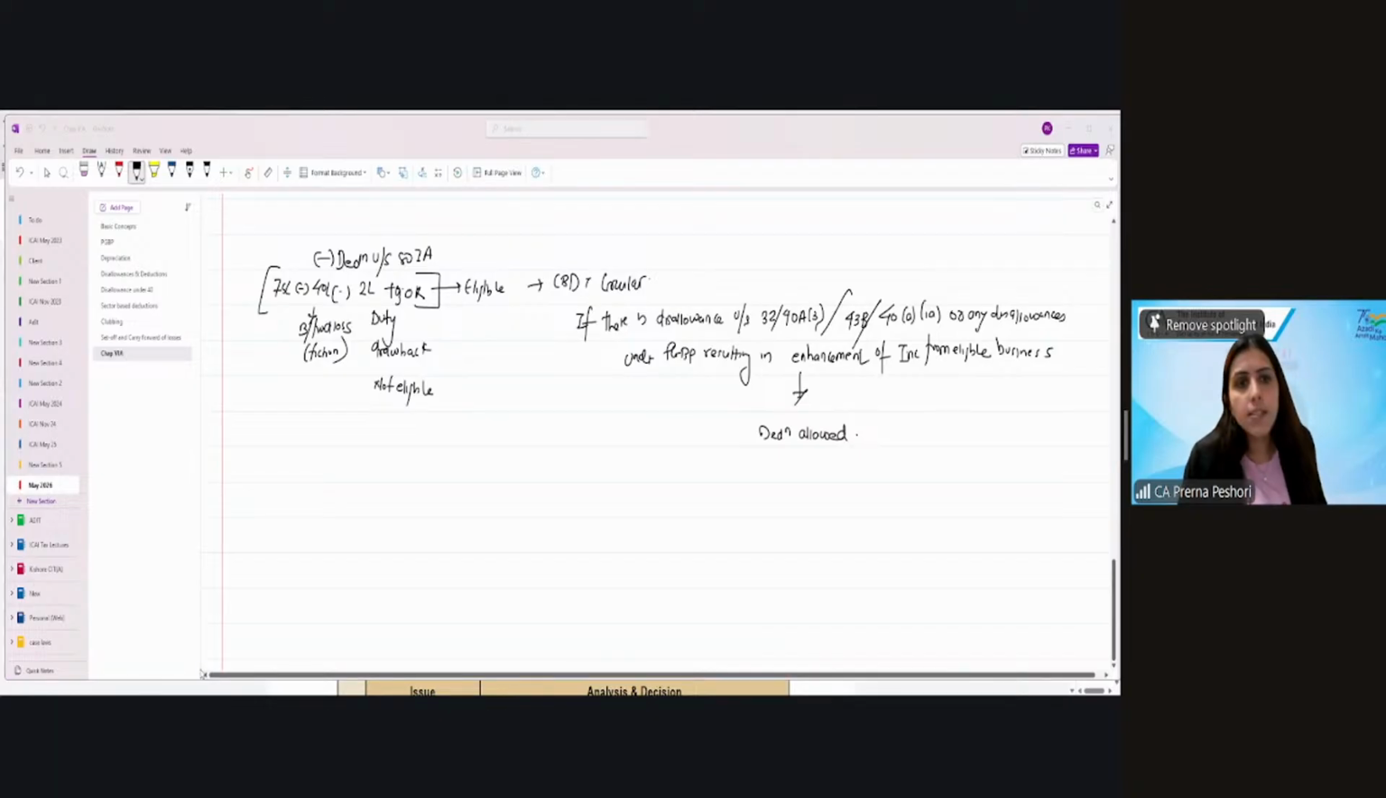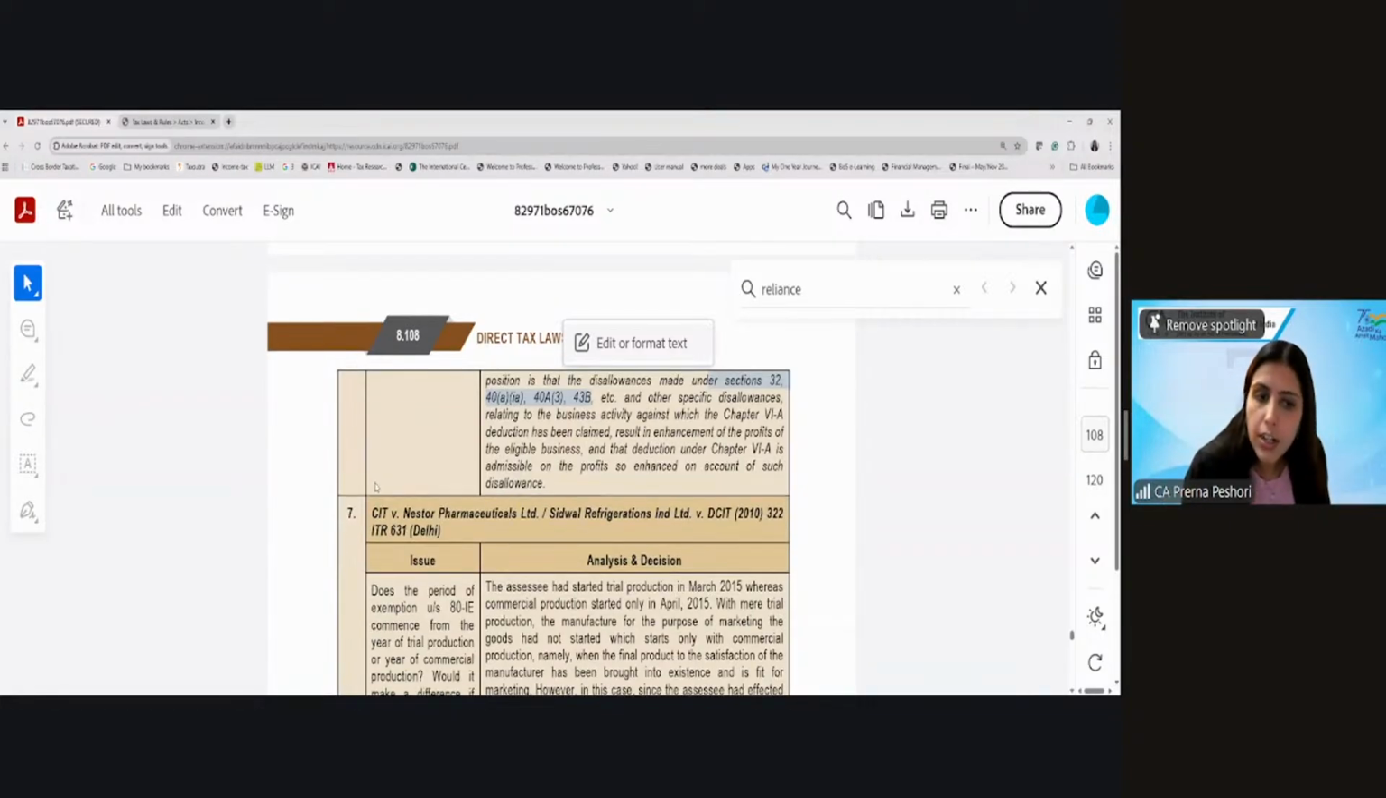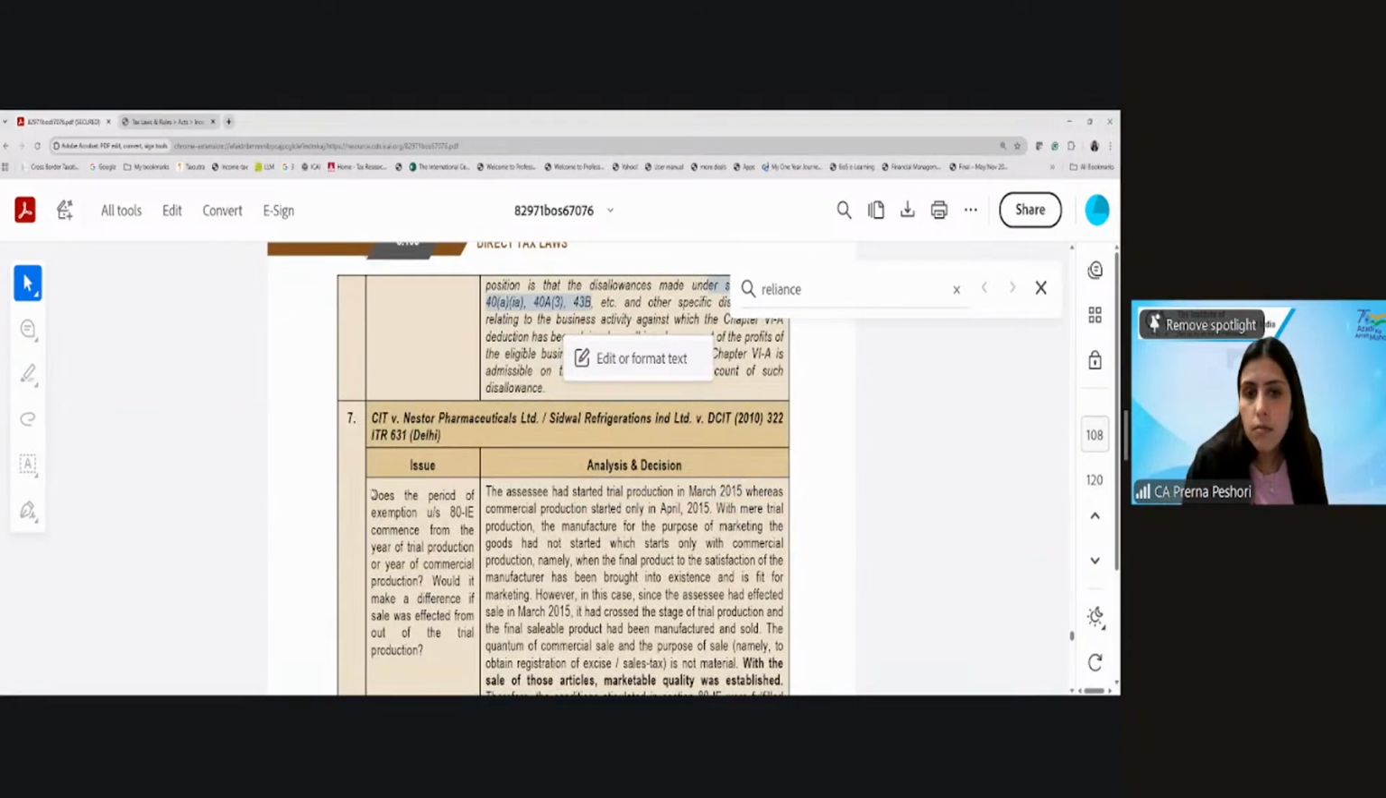Yes, even if the expense is disallowed by the AO in the assessment, the AO will allow deduction under 80IA because he will be bound by the CBDT circular. So the revenue is bound by the circular. Clear? Yes or no? Any question, any doubt?